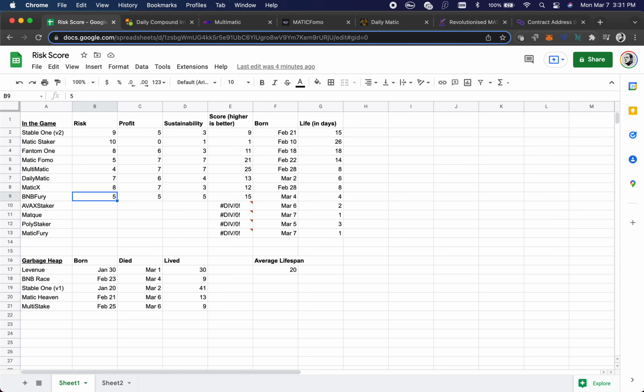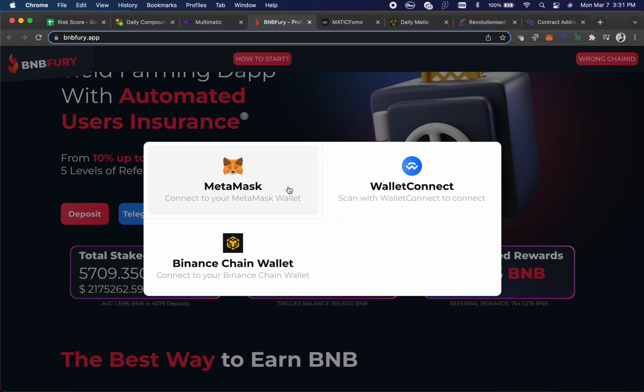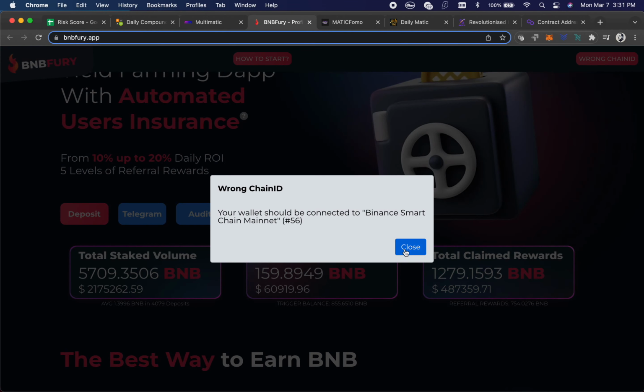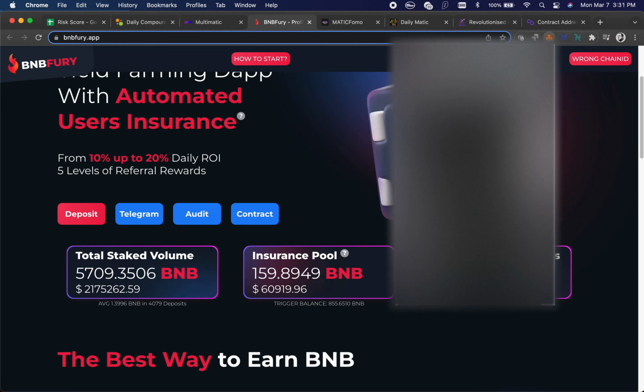BNB Fury, this is one that I was kind of skeptical of because I just really have not liked these that are on the Binance Smart Chain, because there's just a lot of rug pulls here. Let me just switch here to a different network.